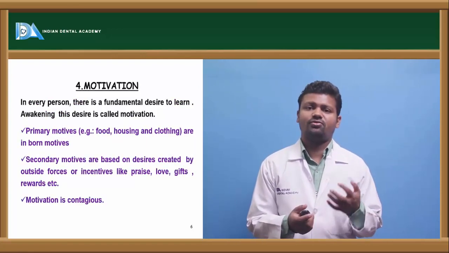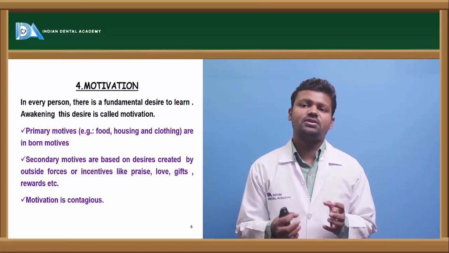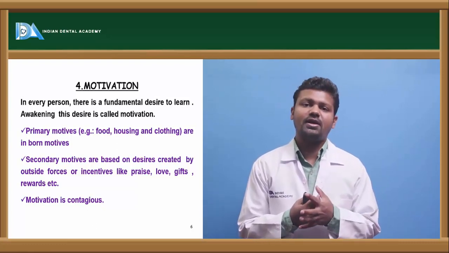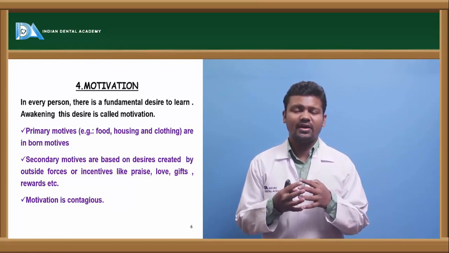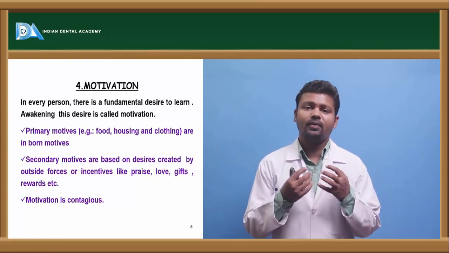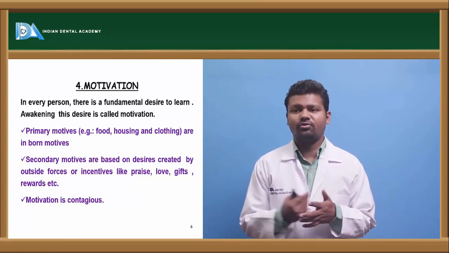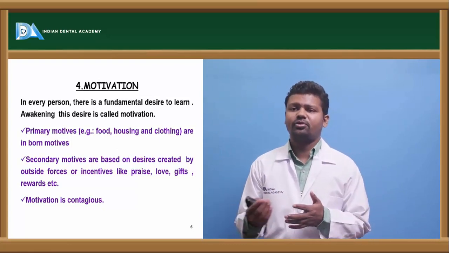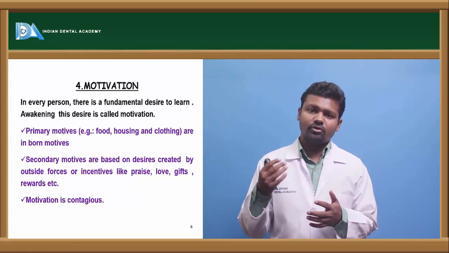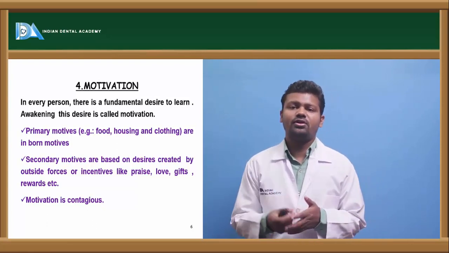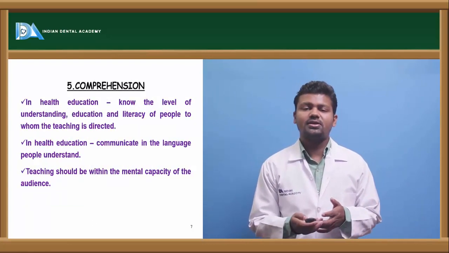Now the fourth principle is motivation. In every person there is a fundamental desire of learning, and awakening of this is called motivation. Motivation plays again a very important role in stoppage of habit, in fact, in everything. Primary motives are food, clothing, and shelter, whereas secondary motives are desires that are created due to other forces like praise, love, gifts, etc. And motivation is contagious.